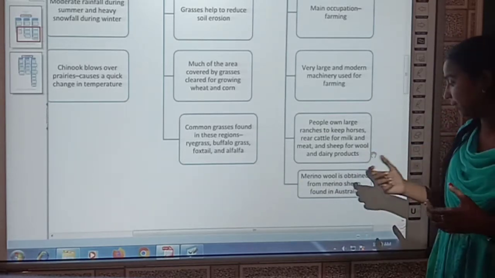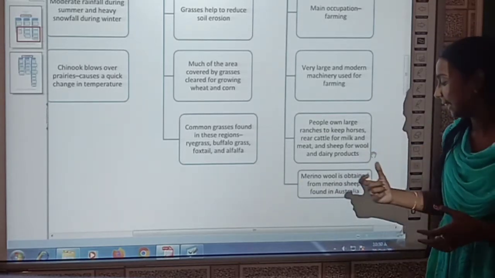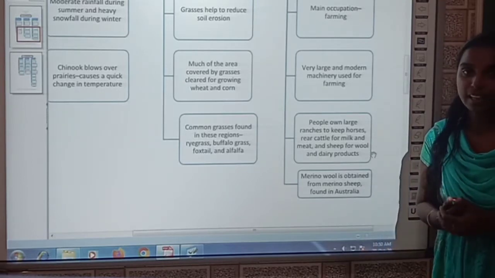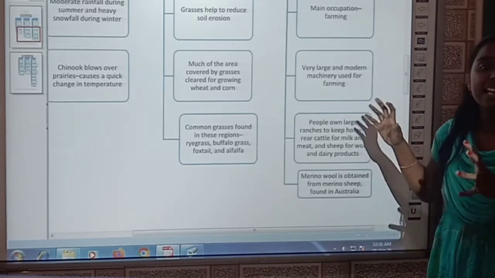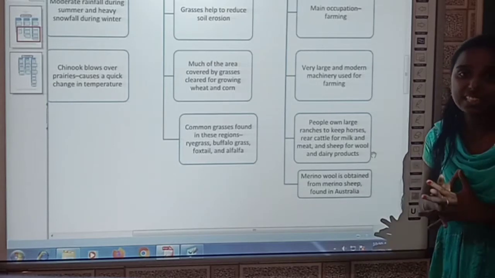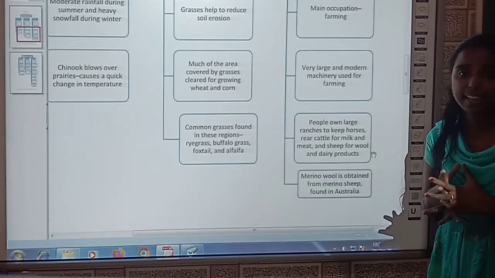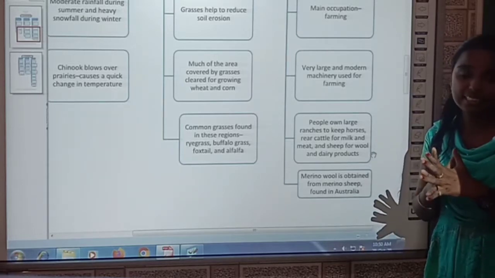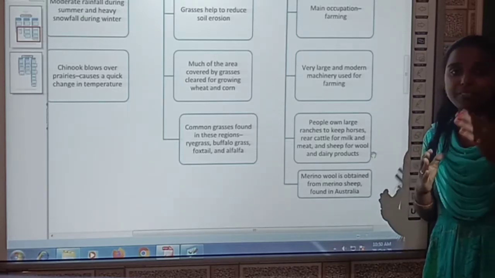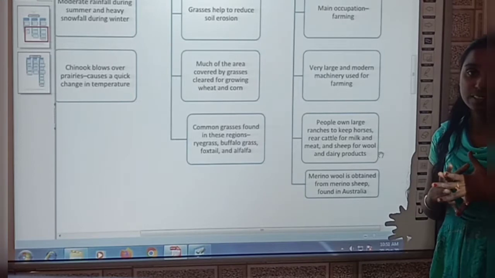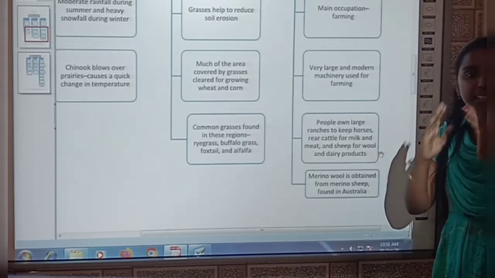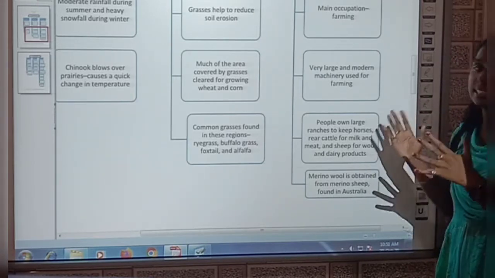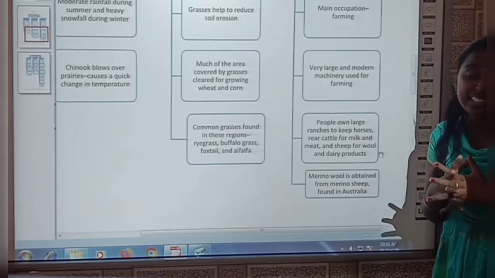Okay, that is obtained from which sheep? Merino sheep, that is found in the grasslands of Australia. Okay, and this area is also having so many indigenous tribes. What do you mean by indigenous tribes? So these people are from the grasslands itself. Okay, they have not migrated from other countries or other places. Okay, they are the tribes. They belong to the grasslands. Okay, so this temperate grasslands has more indigenous tribes.